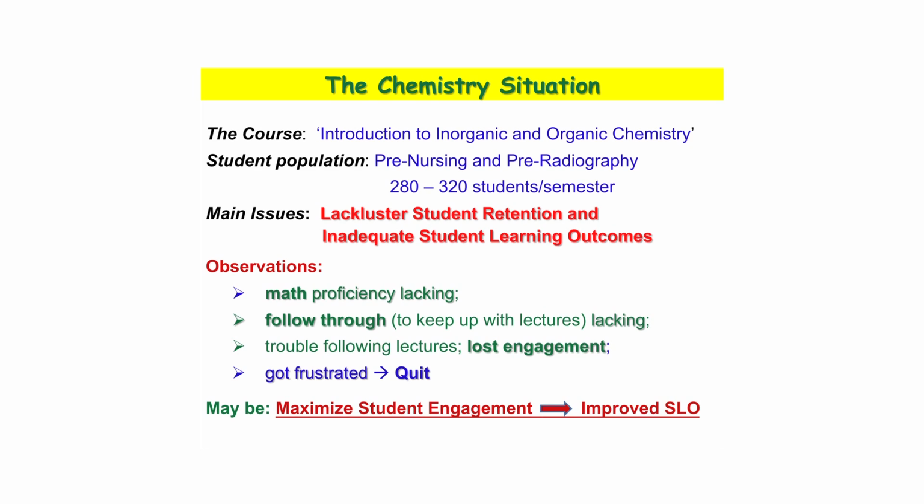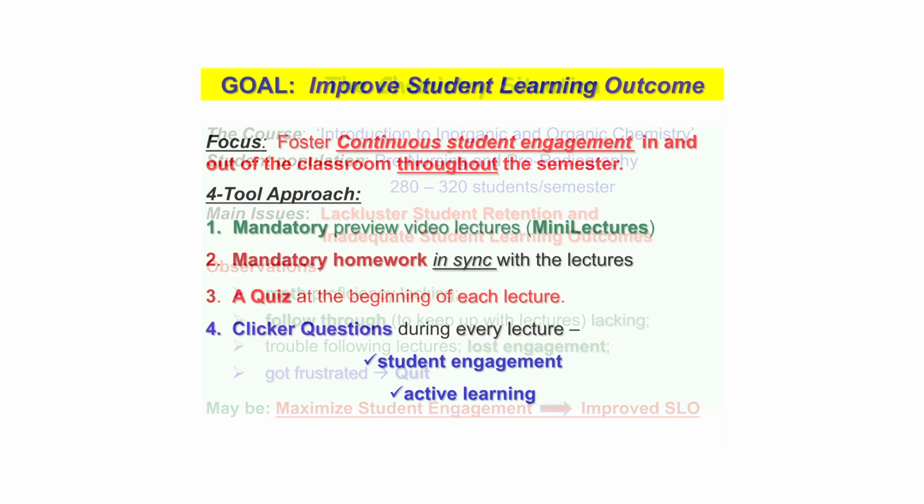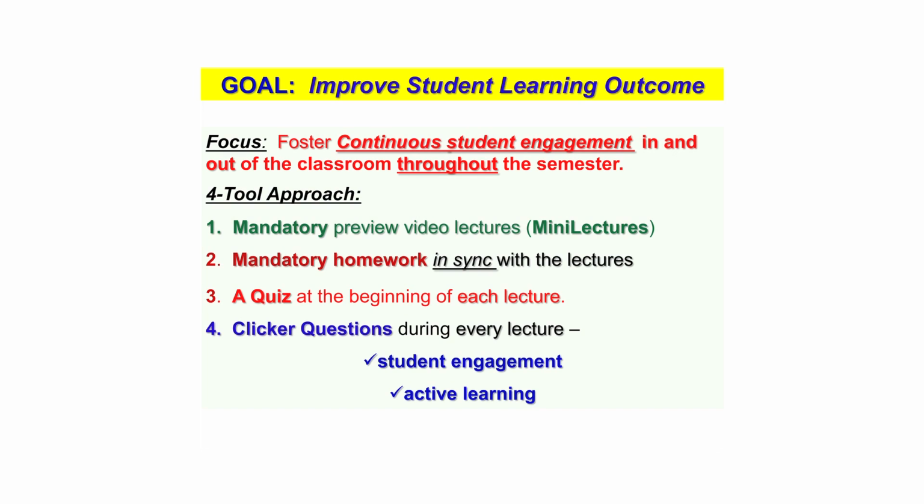So I thought, okay, to kind of save myself in a way, what I should do, perhaps, is to find a way to maximize student engagement in and out of the classroom. That way, maybe I can improve the student learning outcomes, and then the retention rate might increase. So what I'm looking at is to foster continuous student engagement throughout the semester.